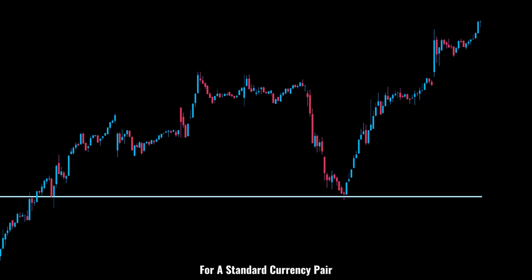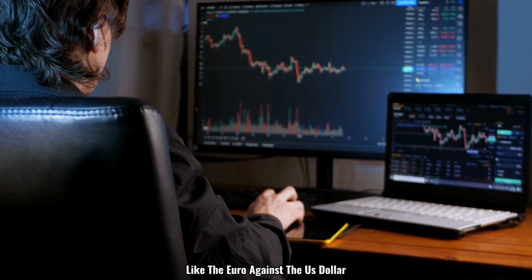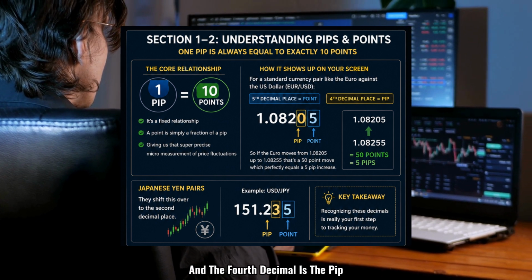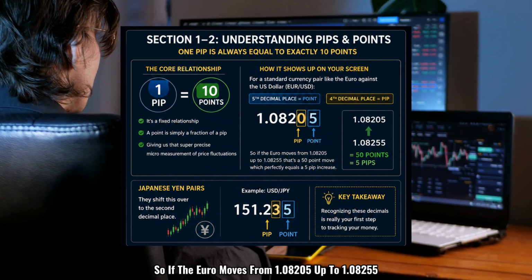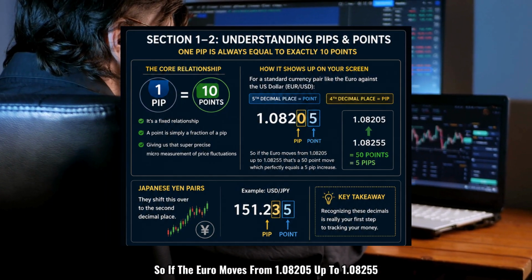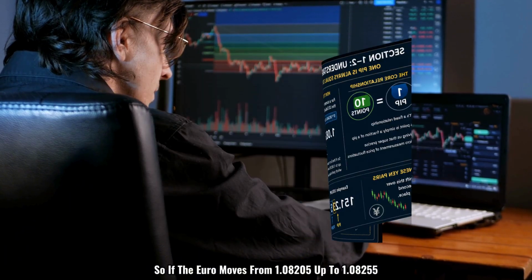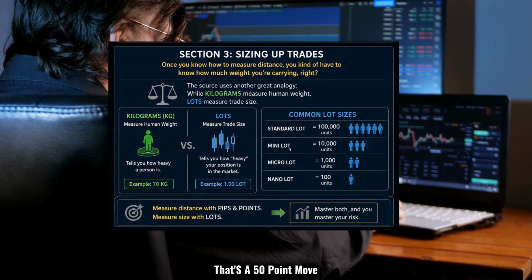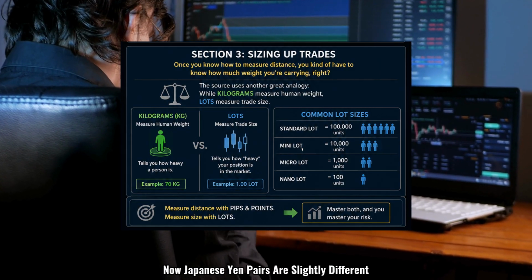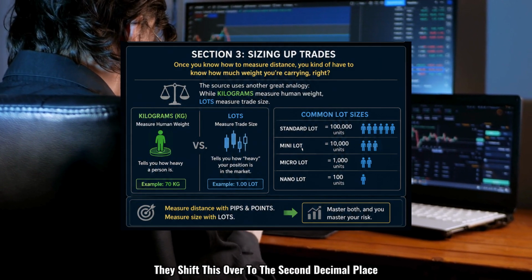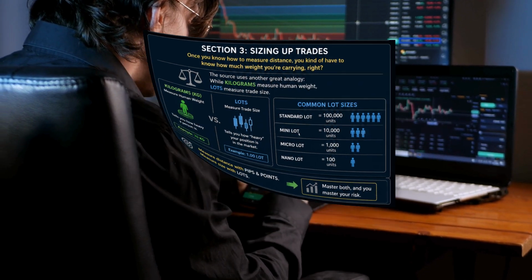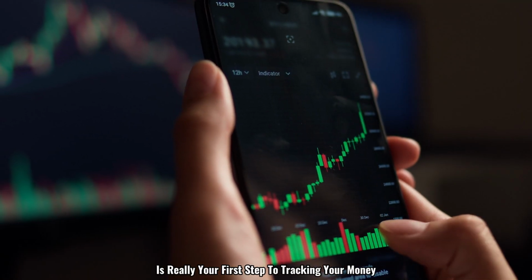For a standard currency pair, like the euro against the US dollar, the 5th decimal place is the point, and the 4th decimal is the pip. So if the euro moves from 1.08205 up to 1.08255, that's a 50-point move, which perfectly equals a 5 pip increase. Now Japanese yen pairs are slightly different. They shift this over to the 2nd decimal place. But recognizing these decimals is really your first step to tracking your money.